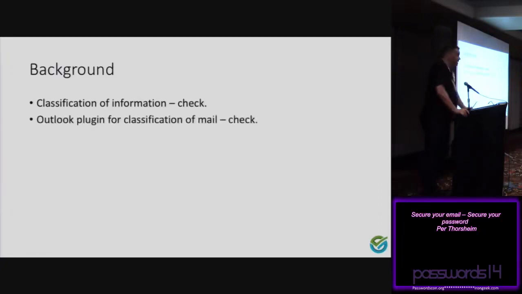We also had an in-house developed Outlook plugin. When you clicked the send button, you would be presented with a dialog box asking what is the classification level for this email? The only thing the plugin did was insert a little bit of information into the email header, saying that this is classified: open information, internal information, secret, top secret, or whatever you want to call it.